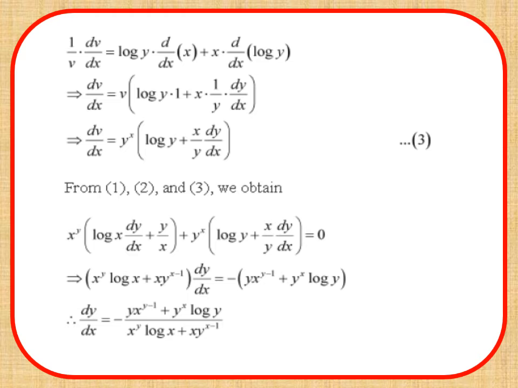So dv upon dx is our equation 3. Clear? So putting from 1, 2 and 3, after addition we get dy upon dx as our desired solution. So pause and note down the solution.